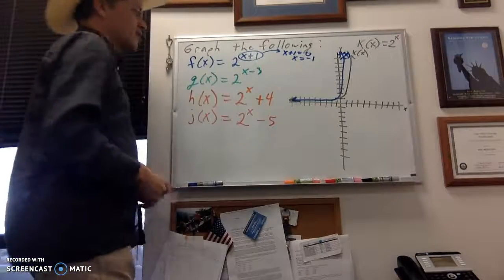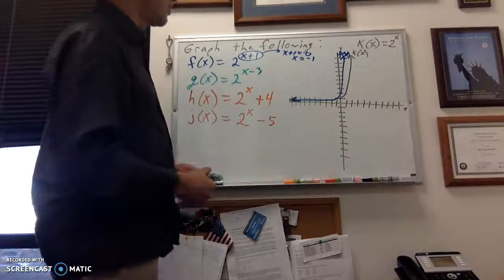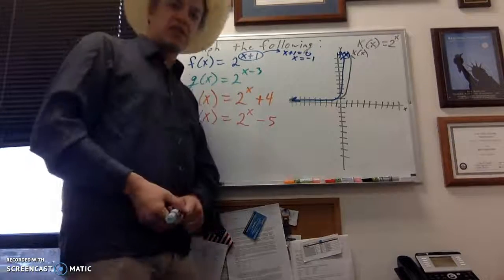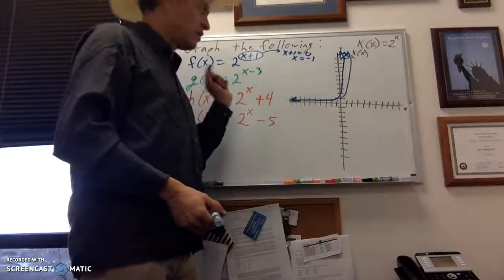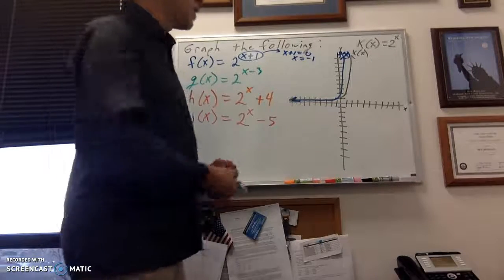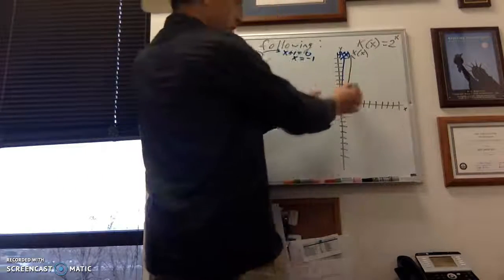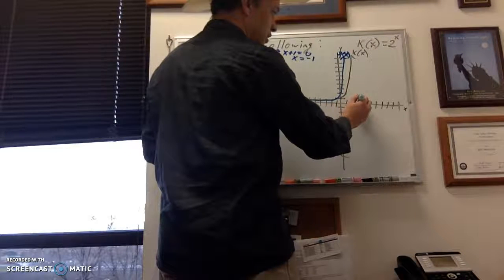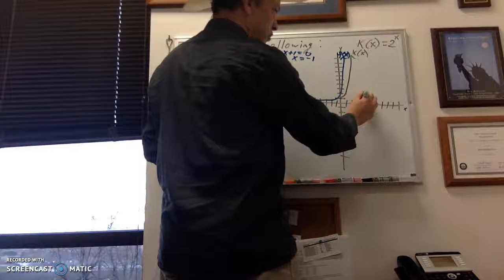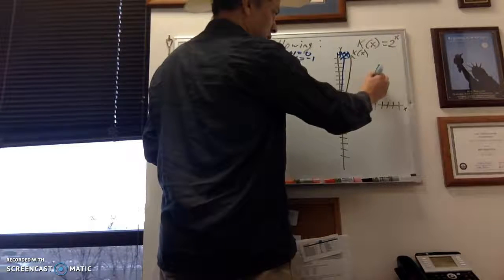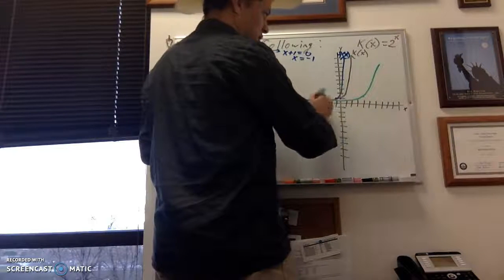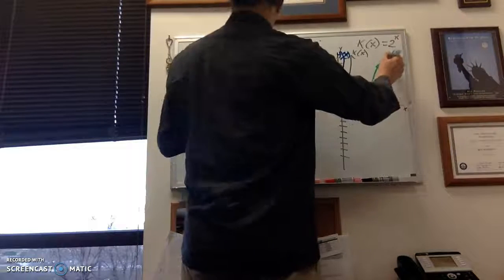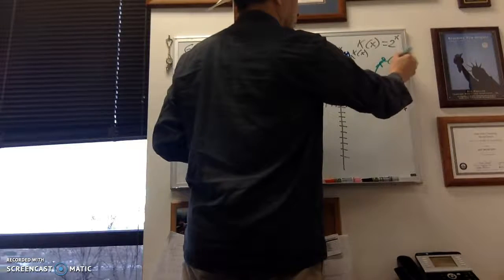As for my g of x, I'm calling that one 2 to the x minus 3. So guess which direction that's going to move? Yeah, to the right 3 units, right? So I'm going to take my black curve and move it to the right 3 units. 1, 2, 3. This guy over to there. So there's that guy. That's my g of x.